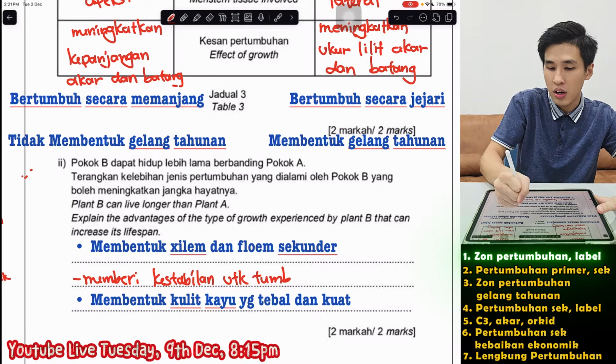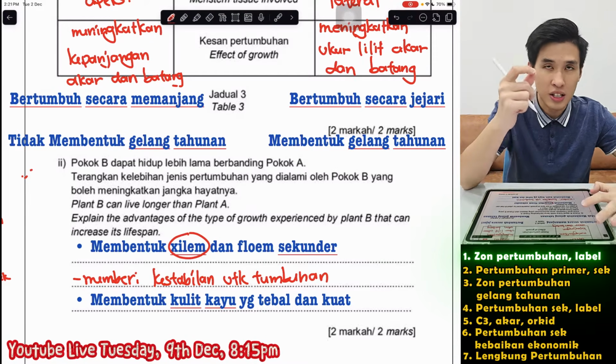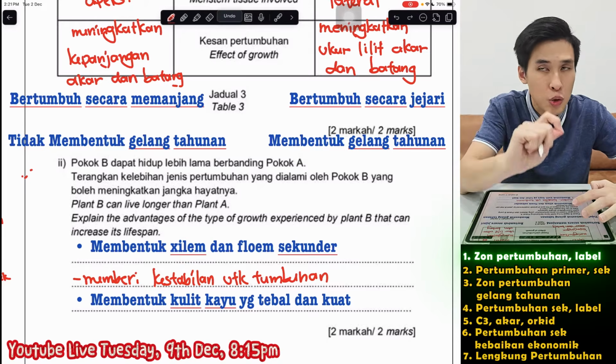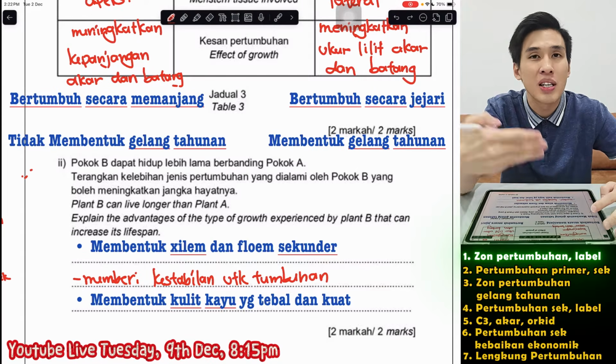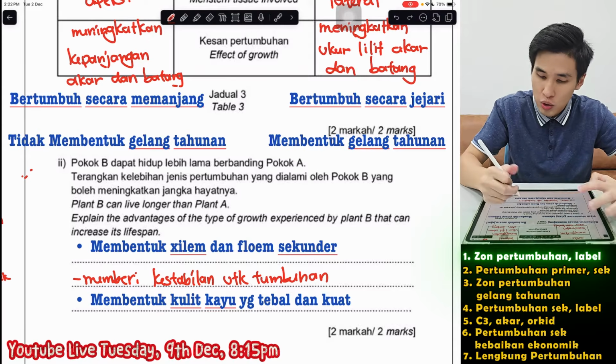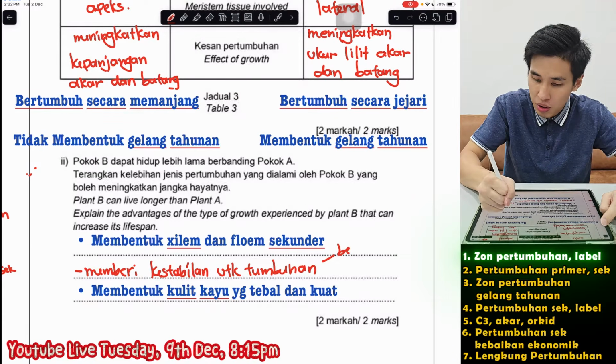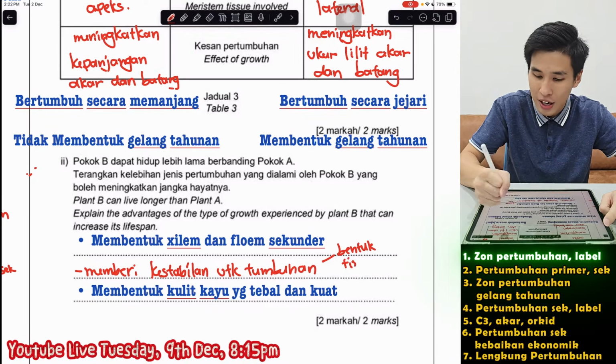Now, not just that, xylem sekunder dia juga ada kayu. Remember, pertumbuhan sekunder baru ada kayu. So, kayu menyebabkan lebih keras. So, lebih stable also. So, you also can say dia akan membentuk tisu kayu.